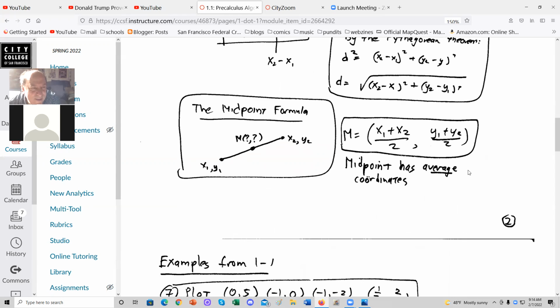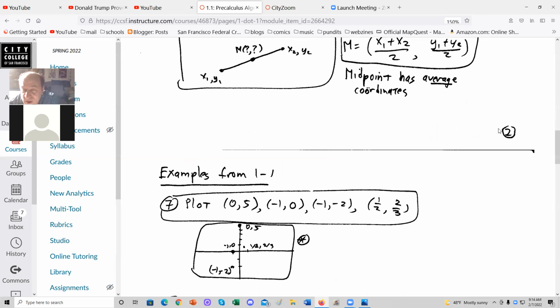Another elementary geometric idea is, given 2 points, what is the midpoint between them? x1, y1, x2, y2, what are the coordinates of the midpoint? Its coordinates are the averages of the coordinates. Its x coordinate is the average of x1 and x2, x1 plus x2 over 2. Its y coordinate is the average of the y values, y1 plus y2 over 2. So a midpoint is an average point, so to speak.